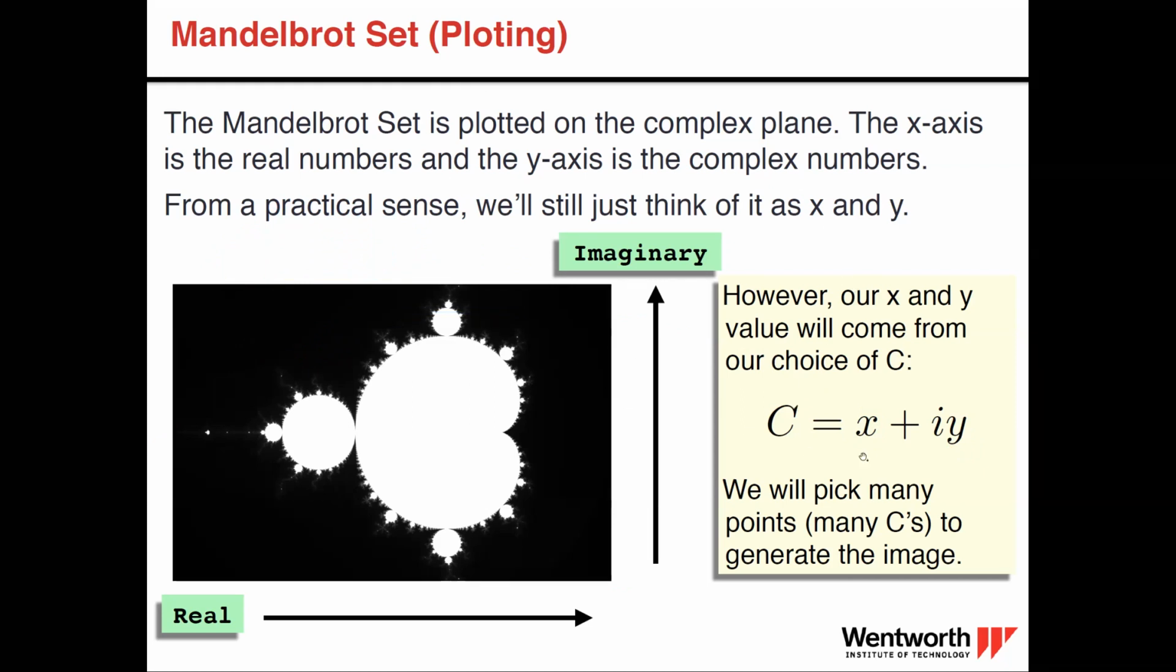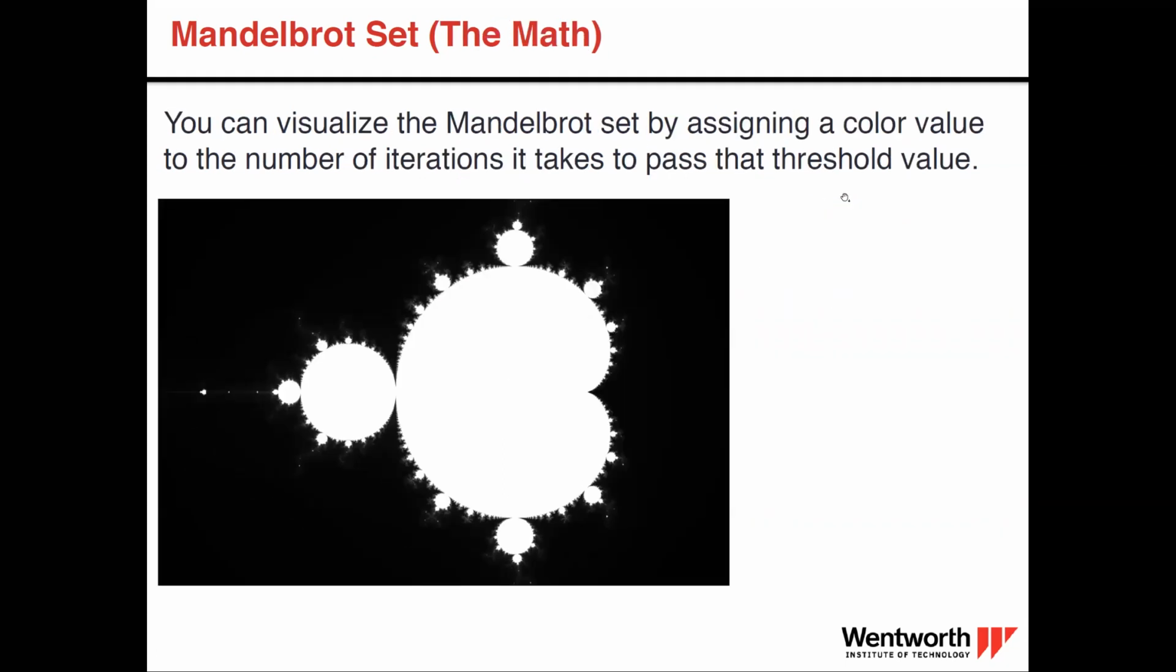But when you're looking at C, just think X and Y. That's our coordinate. So real axis, imaginary axis. It's just two coordinates to plot an image. That's what's happening here.